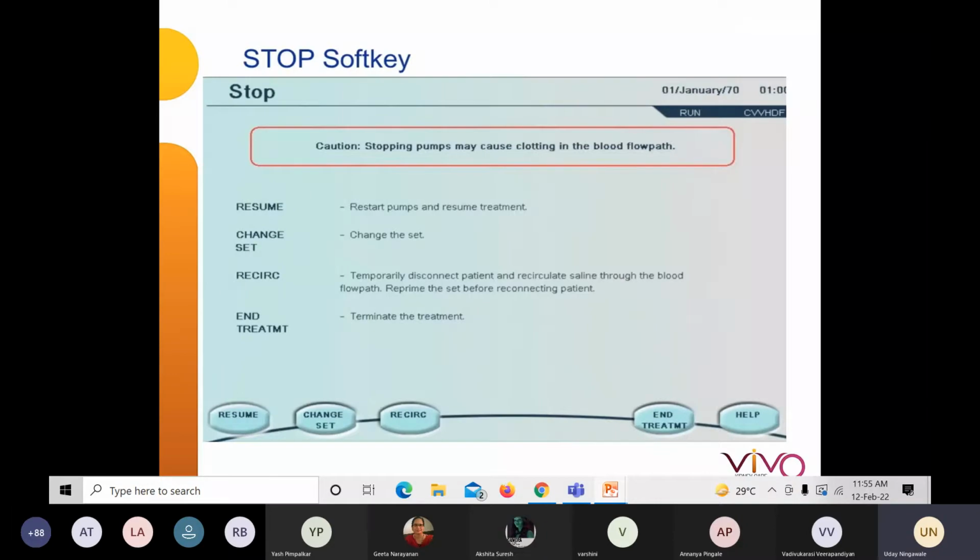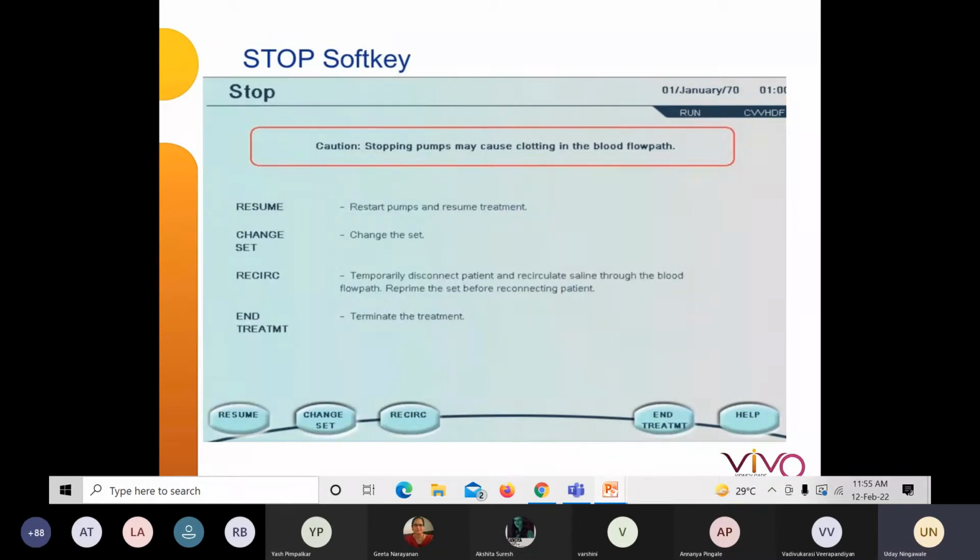So you have to use the stop key. Just stopping the pump may cause clotting of the blood flow path. So resume, restart the pump and resume the treatment. Otherwise, you can't change the set. You can go for the change set. If you want to put it into recirculation, it will circulate till that time. And to end the treatment, you can end the treatment. Then everything has been stopped.